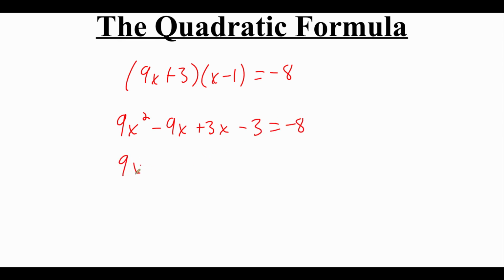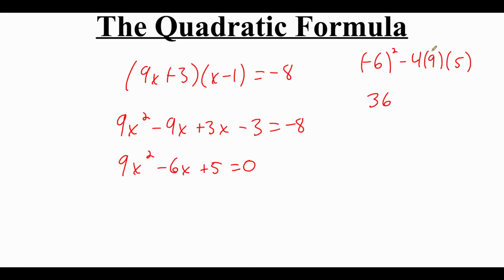Now on the left-hand side, we're going to be able to combine this negative 9x and this 3x to get negative 6x. And I'm actually going to take that negative 8 and add it over to that negative 3, so that becomes a plus 5 equals 0. So if we start checking our discriminant, b squared, so negative 6 squared, minus 4 times the a value of 9 times the c value of 5. Negative 6 squared is 36. Negative 4 times 9 times 5 is negative 180. So we get negative 144 as our discriminant, meaning that there's going to be two complex or imaginary solutions.